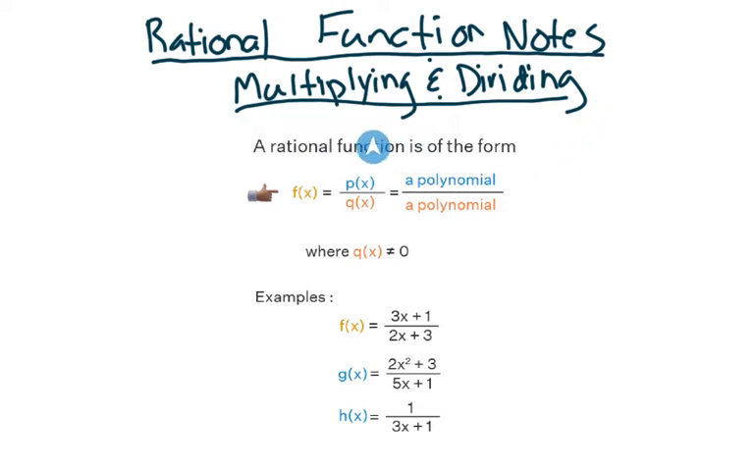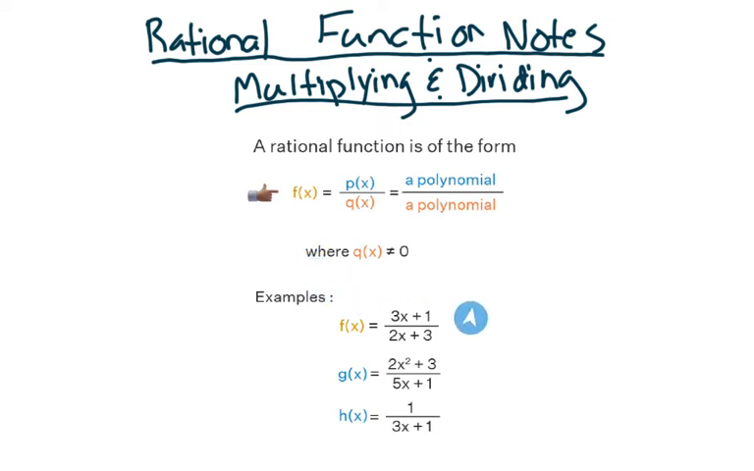A rational function is in the form of p of x over q of x, where it's a polynomial over a polynomial, so some x to some power over some x to some power. And the big thing is that the denominator does not equal 0.